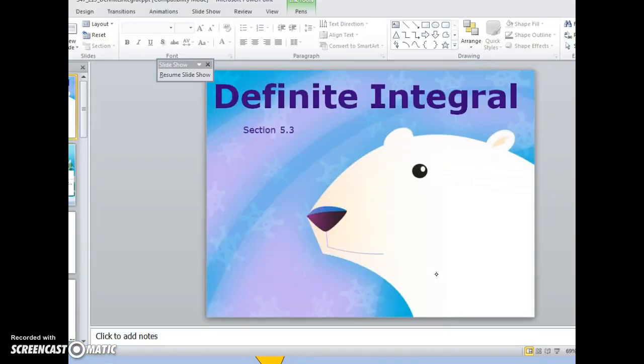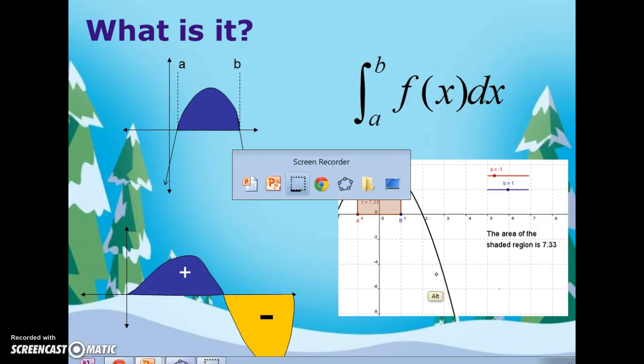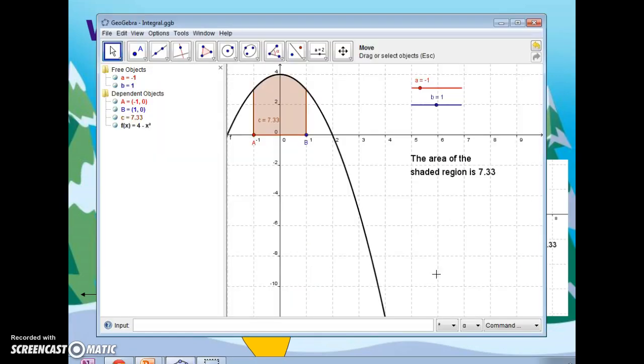To do that, we're going to play around a little bit with GeoGebra and see how this stuff might work together. Here you see the shaded region, and our area is 7.33, starting at -1 and going to 1. That's the area under this curve, 4 minus x squared.